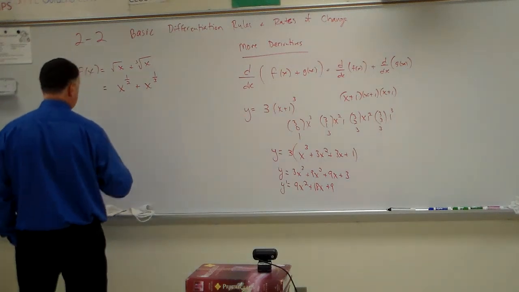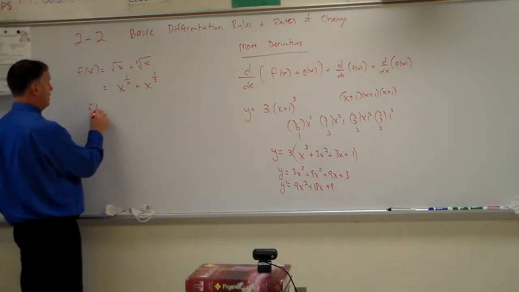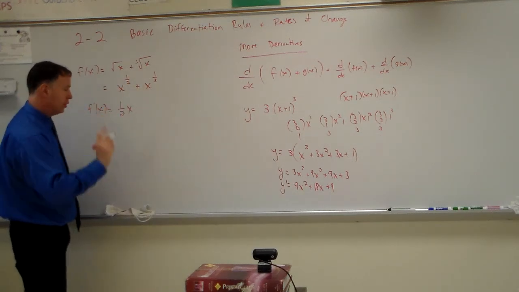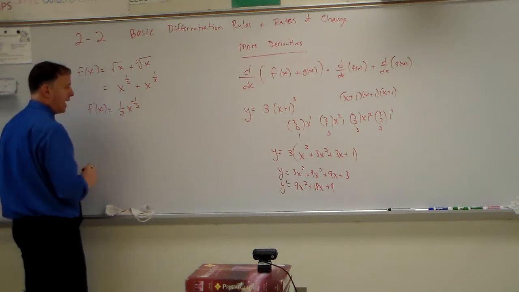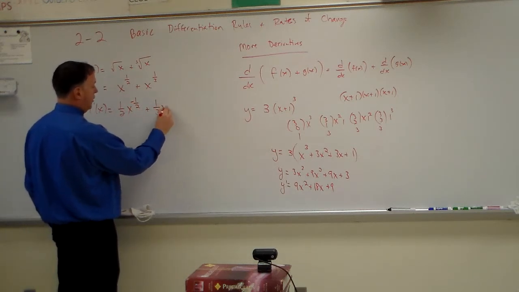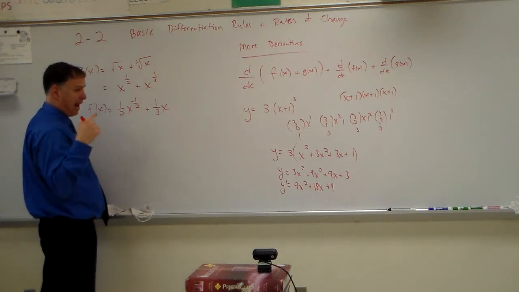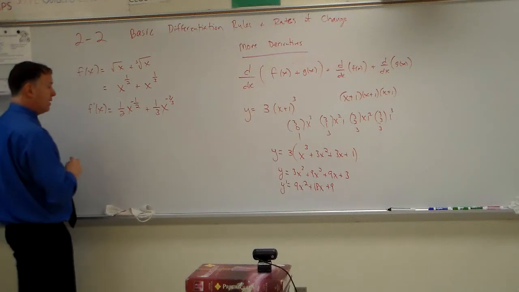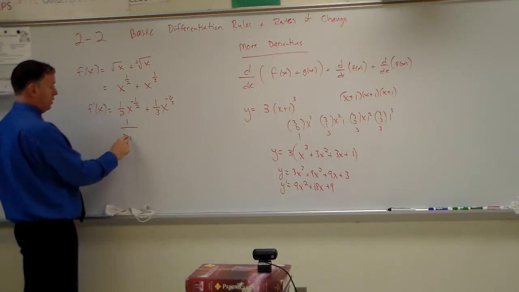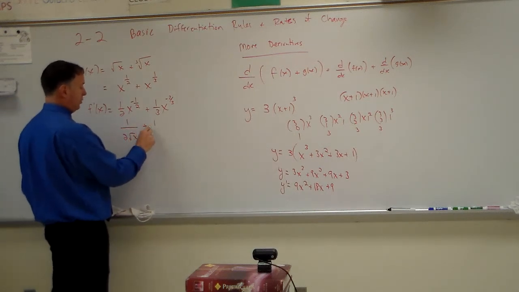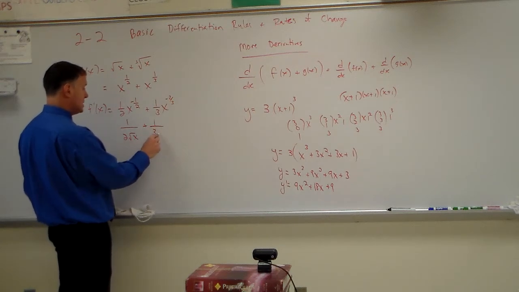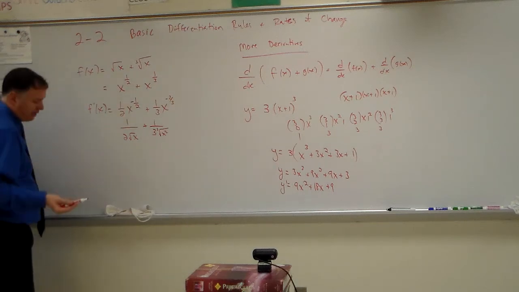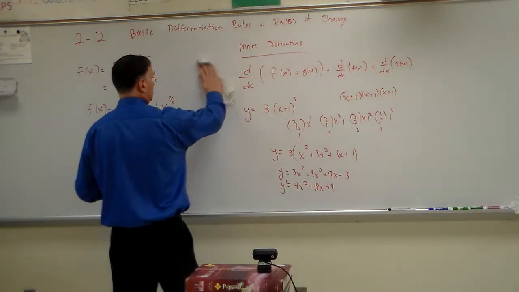Now I have to find the derivative. The derivative is 1/2 x, subtract 2/2, so it's to the negative 1/2, plus 1/3 x, subtract 1, so you're subtracting 3/3. So I get negative 2/3. If I wanted to rewrite those, I could write it as 1/2 root x plus 1/3 times the cube root of x squared if I wanted to. Sometimes you can leave it like that. You'll figure that out as we go along.